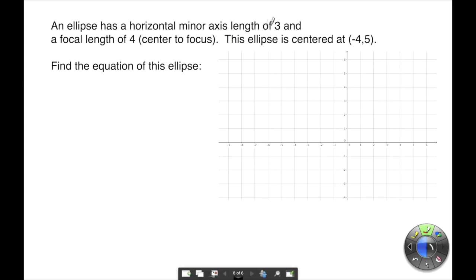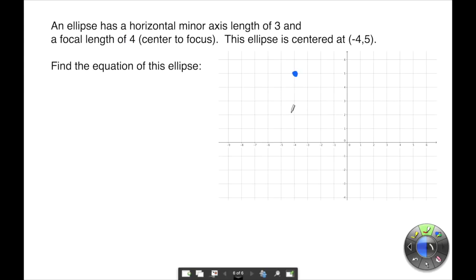And the length of it is 3. And a focal length, and what I mean by focal length is from the center to the focus, of 4. This ellipse is centered at -4, 5, all right? And we want to find the equation of the ellipse. So if the center of the ellipse is -4, 5, then this ellipse would be here.